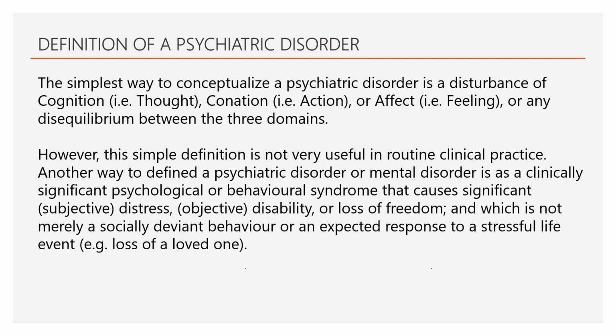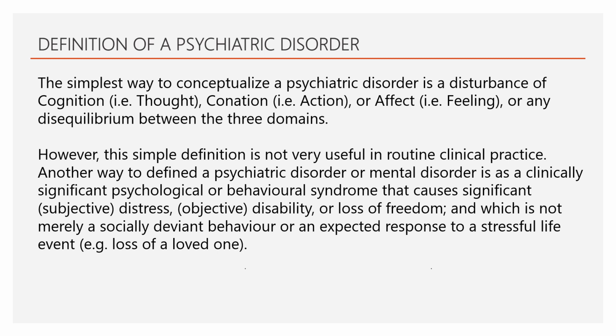Now, just the definition of a psychiatric disorder. The simplest way to conceptualize a psychiatric disorder is that there is disturbance in cognition. Cognition means thought. Then disturbances in action and affect. Affect is your feeling or emotion, or any disequilibrium between the three domains. So whatever disorders we have are permutations and combinations of all these three things: the thought, the action and the feeling or the emotion. However, this simple definition is not very useful in routine clinical practice.